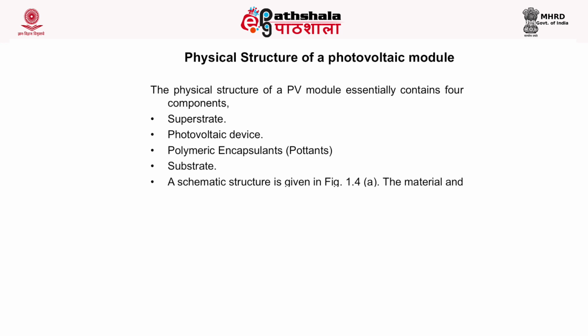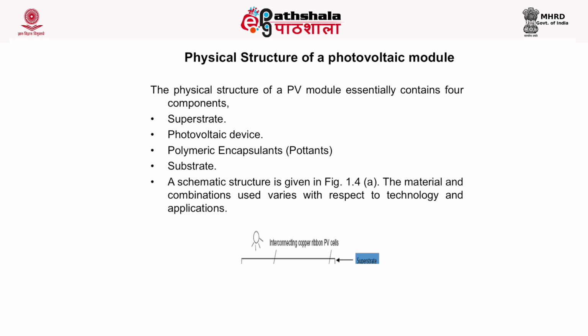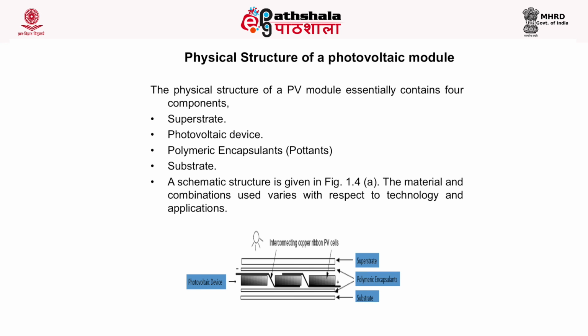It consists of 4 components: superstrate, photovoltaic device, polymeric encapsulant, also known as potence, and the substrate. This is the schematic structure of this photovoltaic module. Here you can see there is a superstrate, polymeric encapsulants, and a substrate in it. And there is an interconnecting copper ribbon which is connecting the PV cells. The material and combinations used vary with respect to technology and applications.